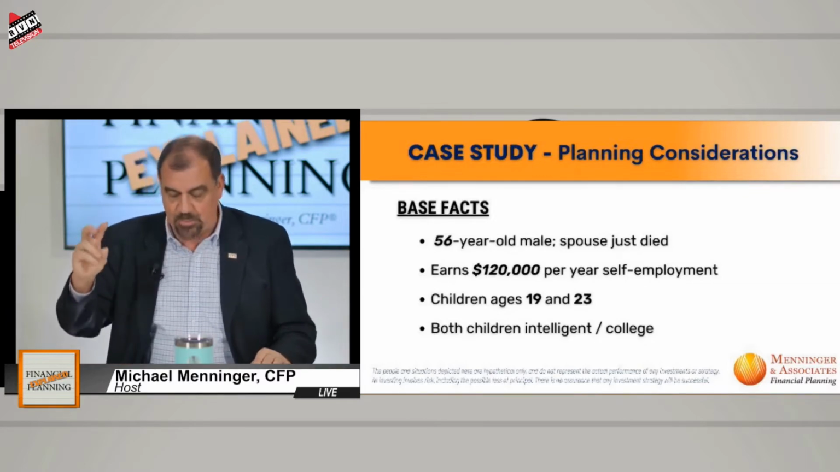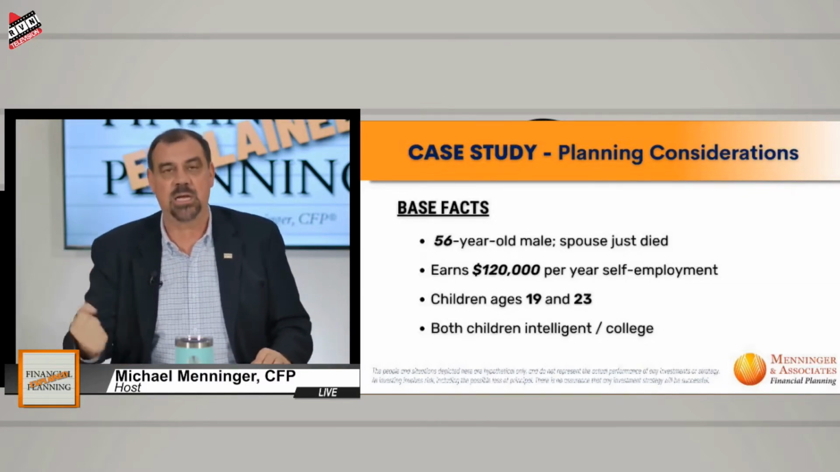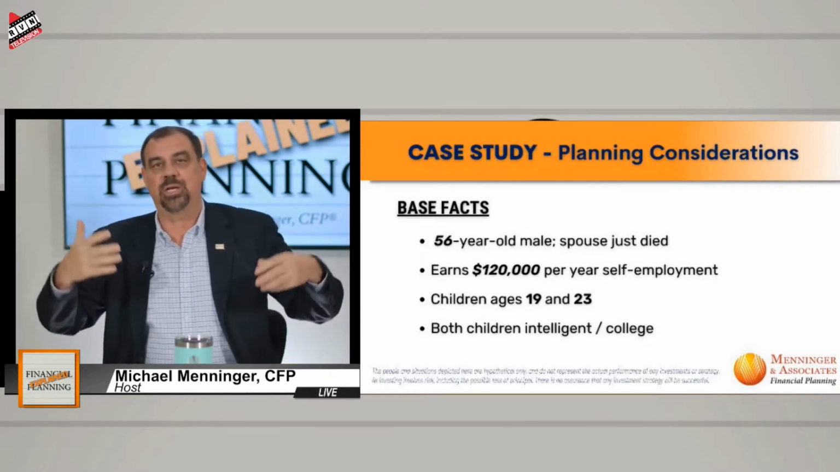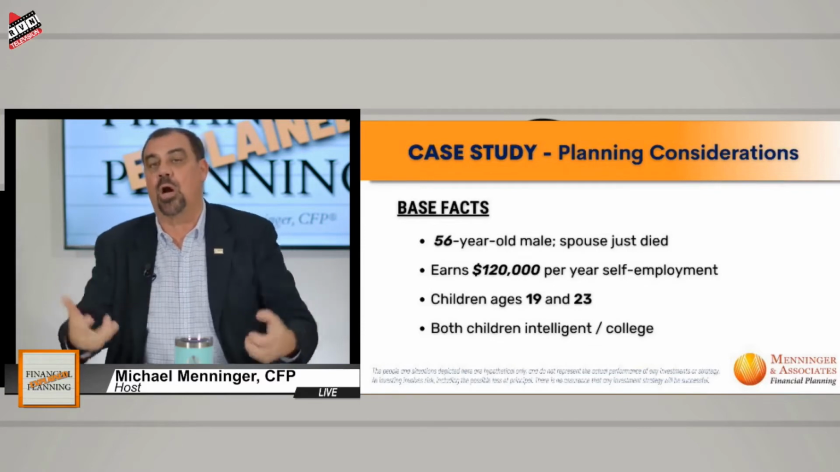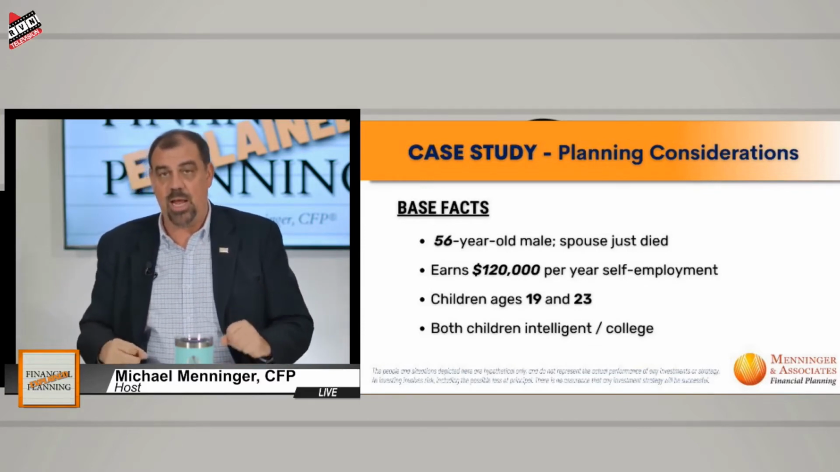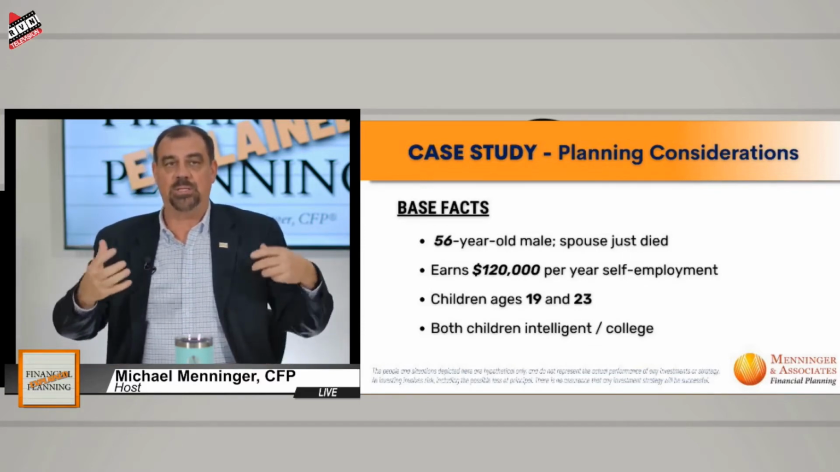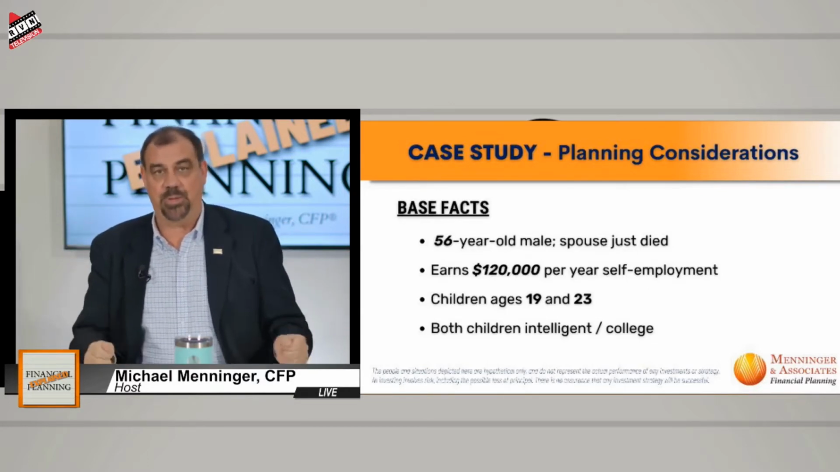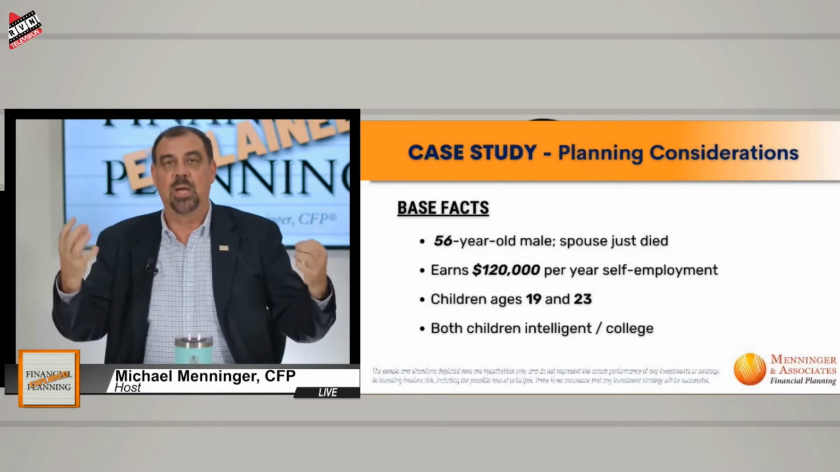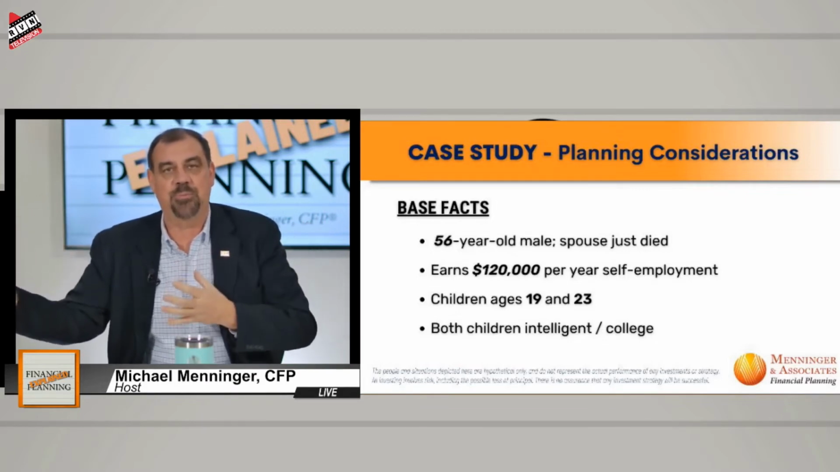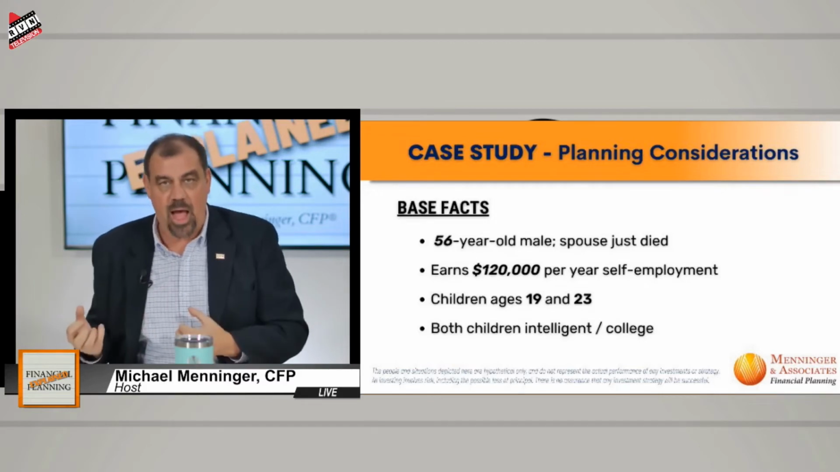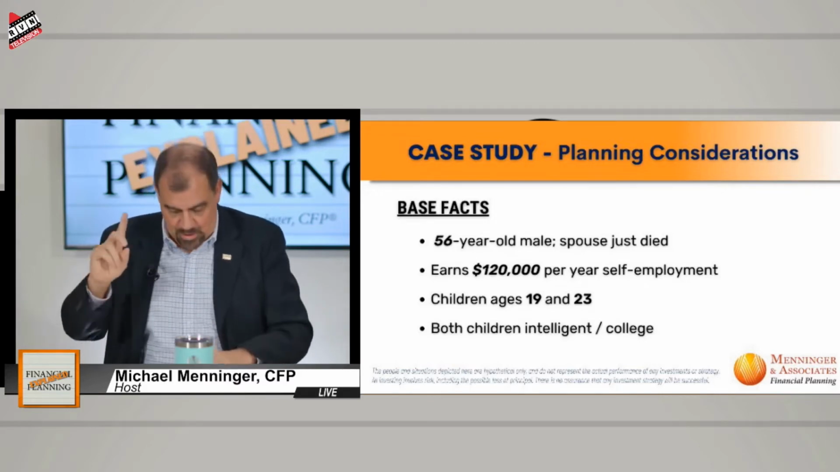He's got two kids, both 19 and 23. Both of them are intelligent, college educated, or going to college. Okay, and I throw that in there because it's probably a bad thing to say because it's probably politically incorrect, but I'm going to just assume that these two are going to be well off in their later lives. All right, so those are the base facts.